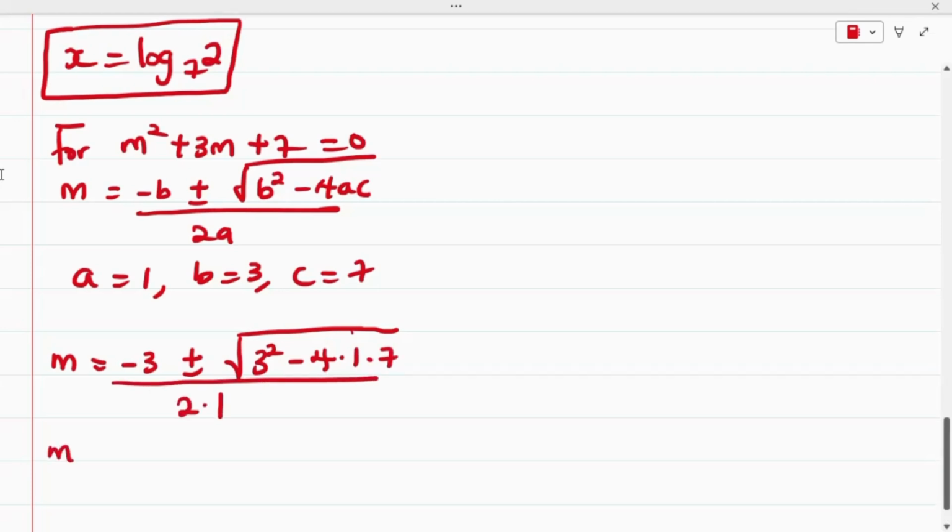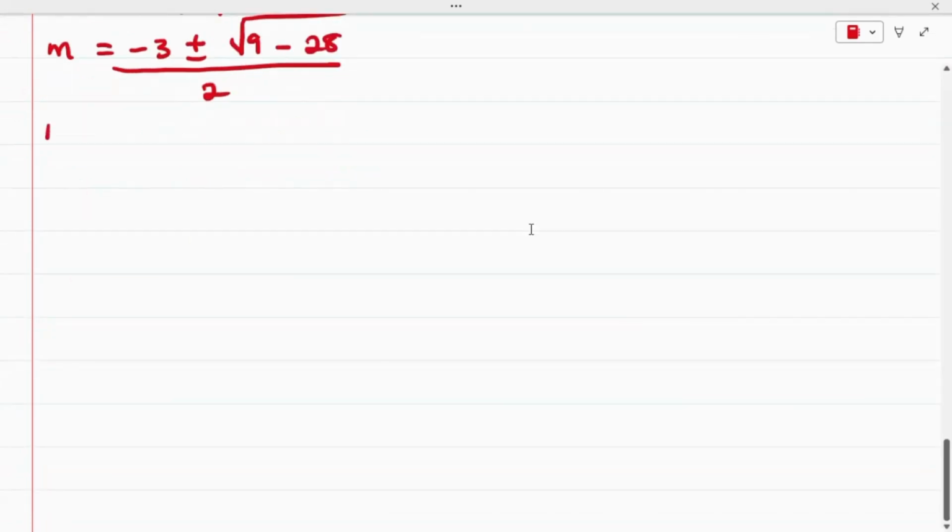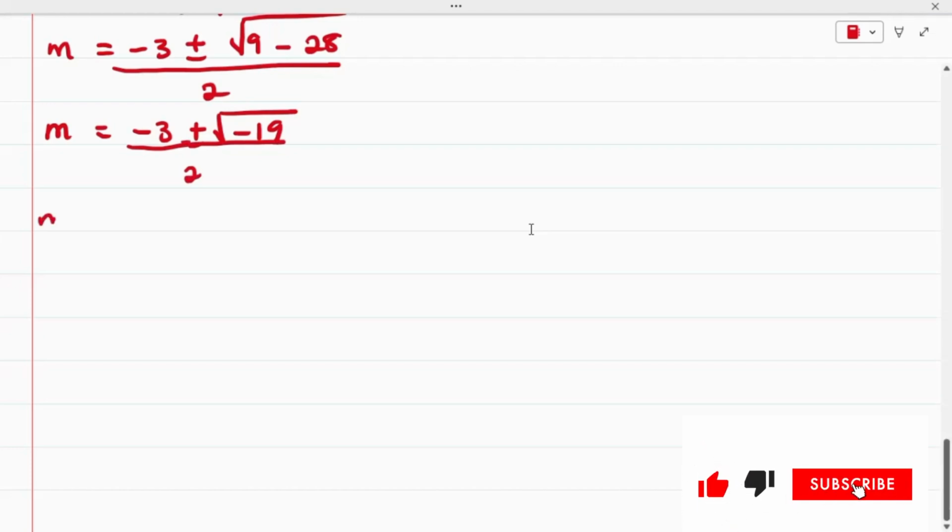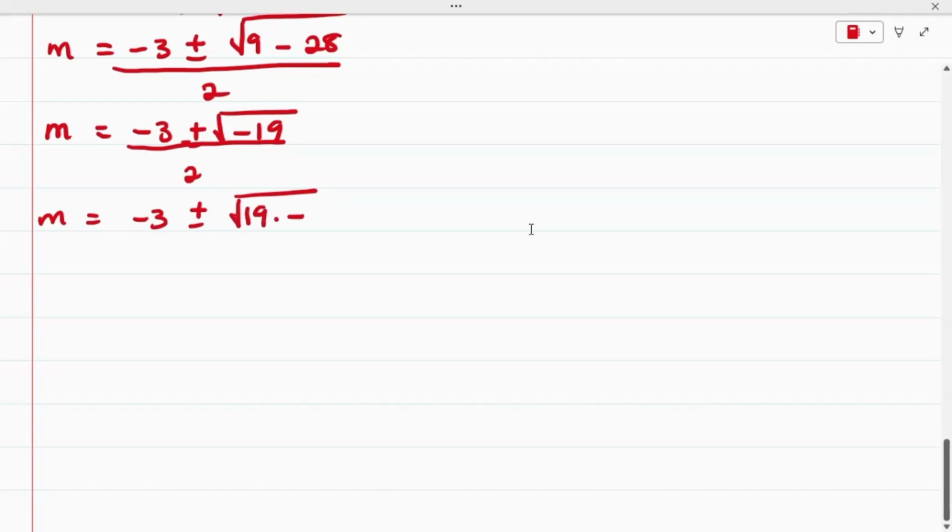We have that m equals minus 3 plus or minus the square root of 3 squared is 9, minus 4 multiply 1 multiply 7, which is 28, divided by 2 multiply 1 is 2. So from here we have that m equals minus 3 plus or minus the square root of 9 minus 28, which gives us minus 19, divided by 2. Alright, so we have m equals minus 3 plus or minus the square root of 19 multiply minus 1, divided by 2. But if we have the square root of a multiply b, this equals the square root of a multiply the square root of b.